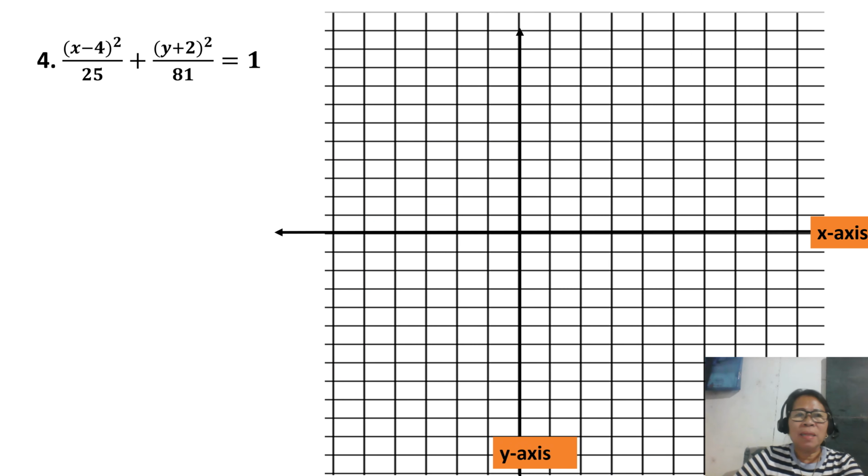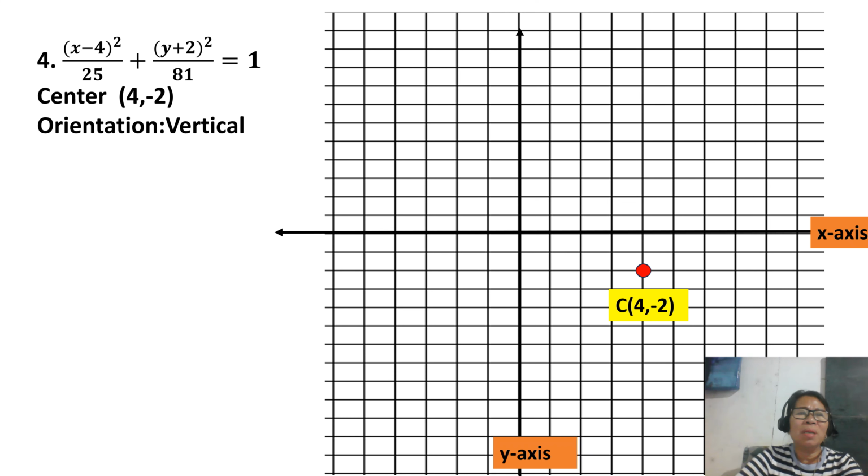Okay, let us have this last example. So (x−4)² over 25 plus (y+2)² over 81 is equal to 1. So the center will be (4, −2), coming from negative 4 and positive 2. The next one is the orientation: 81 is bigger than 25, and since y is in our numerator, the orientation is vertical. Next, the major axis is 18.